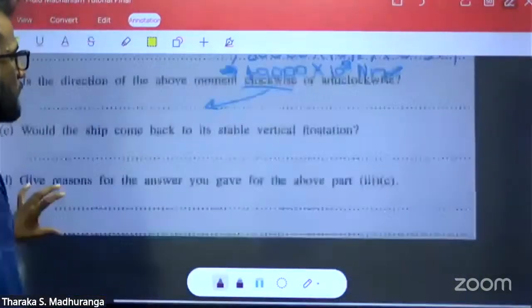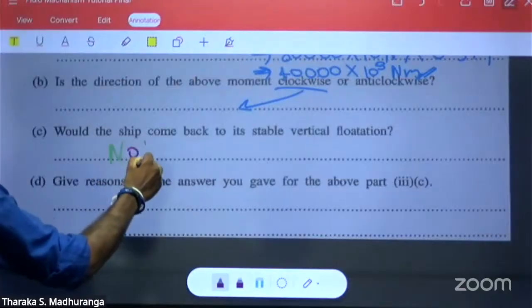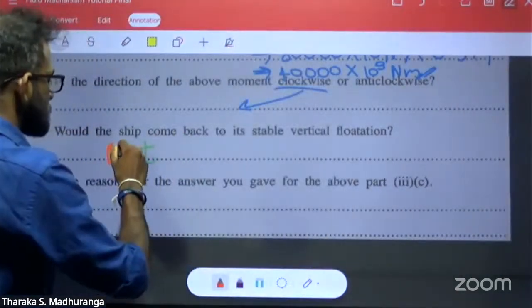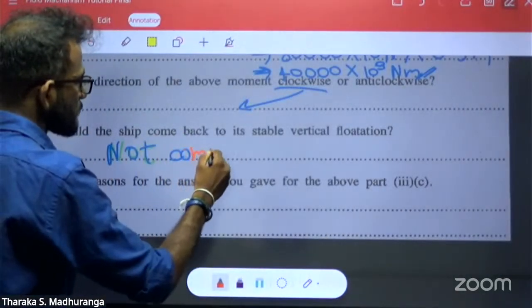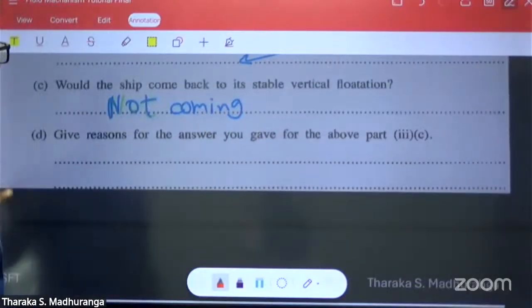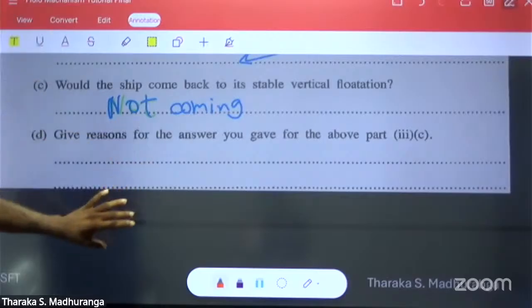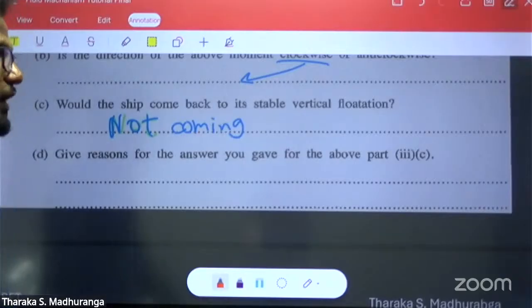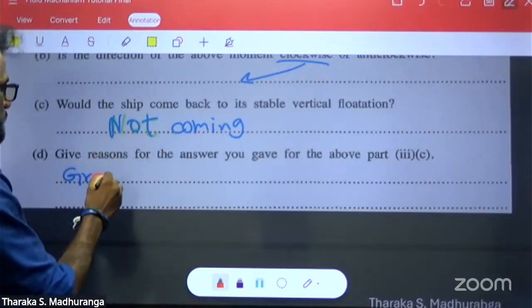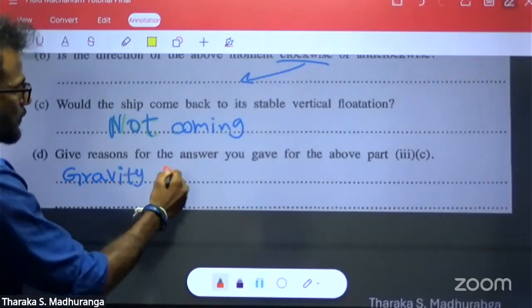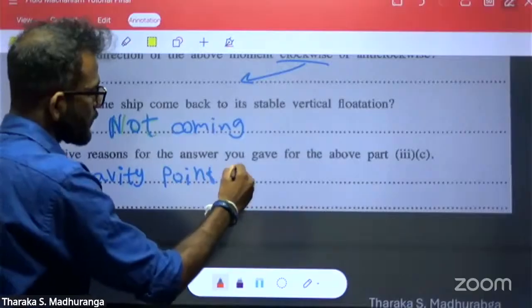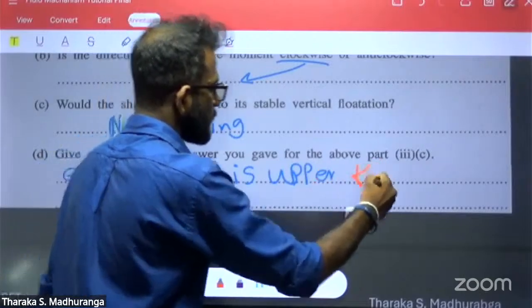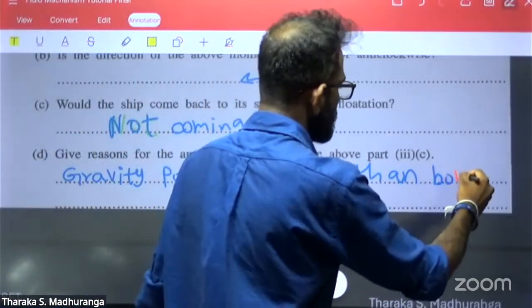Okay, therefore it is not coming back. Give a reason for the answer you gave in part 3C, the previous part. Why is it not coming back? You can explain using the gravity point. The gravity point is higher than the buoyancy point.